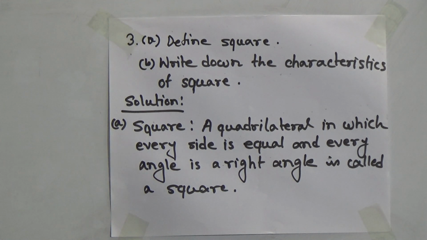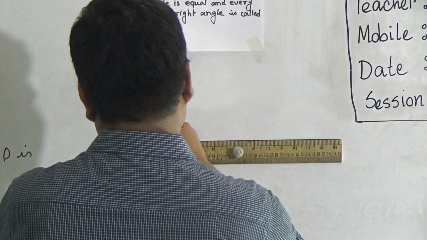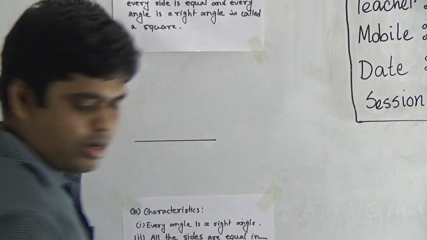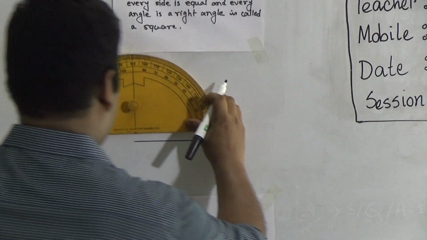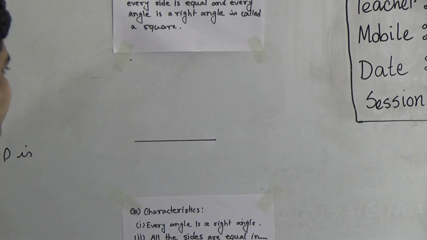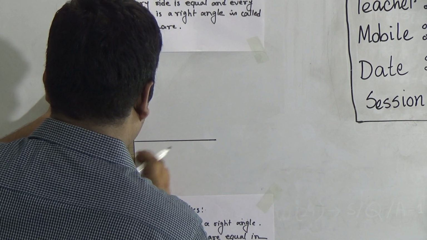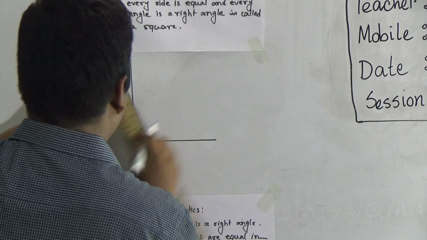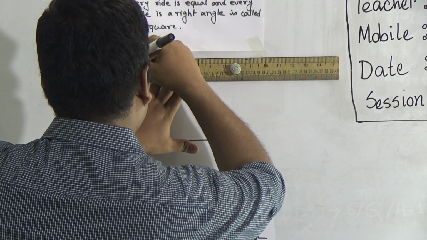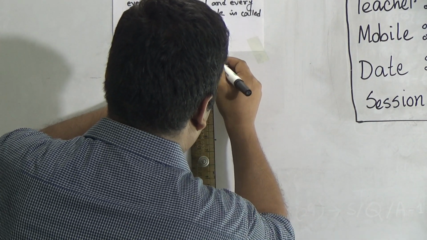Okay, now we draw the square. At first we take 6 inches as the base of the square. Then we draw a right angle, a 90-degree angle. After that we draw another line which is equal to 6 inches. This time we draw another 6 inch line. Then we join these 2 points as well.